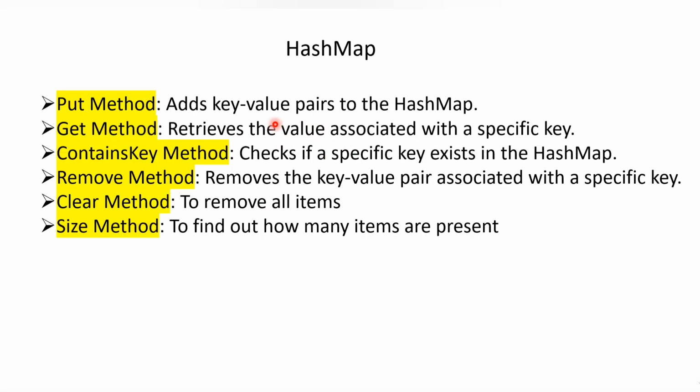So these were some of the most used methods for the hash map: put method, get method, containsKey method, remove method, clear method, and size method. I hope you understand all of them.